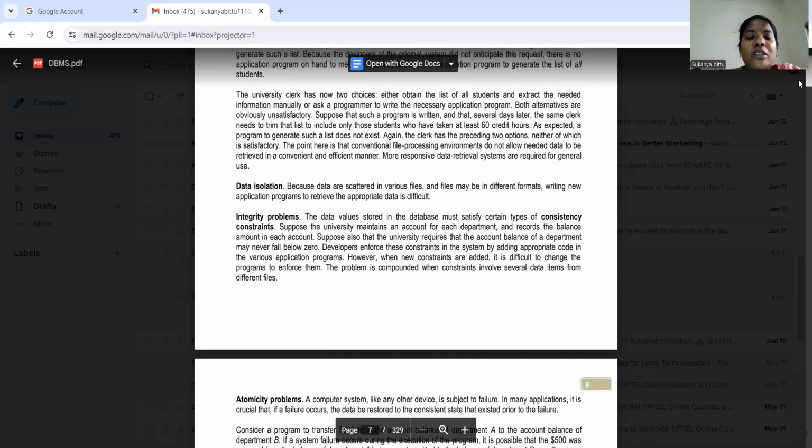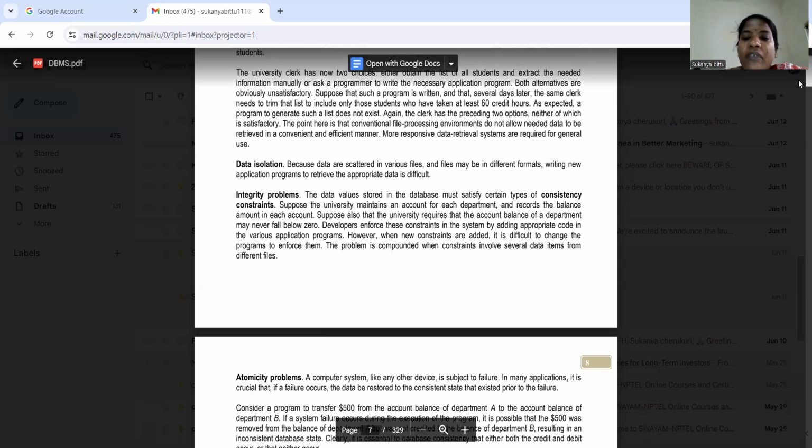So next, data isolation. What is data isolation? Because data are scattered in various files. Various files means a Word file or Excel file, whatever format. And files may be in different formats, Excel or Word. Writing new application programs to retrieve the appropriate data is difficult.